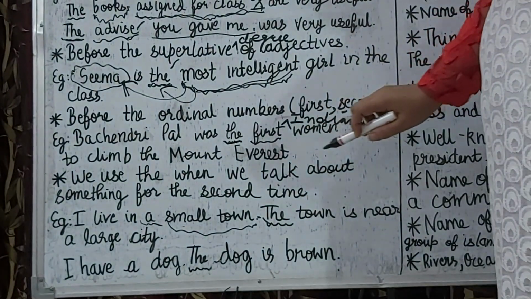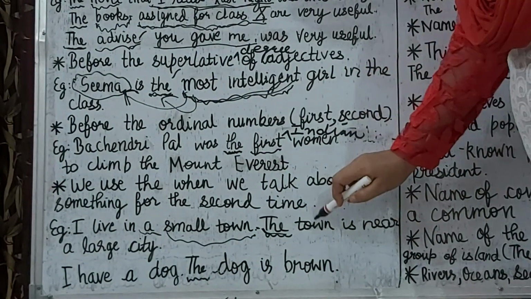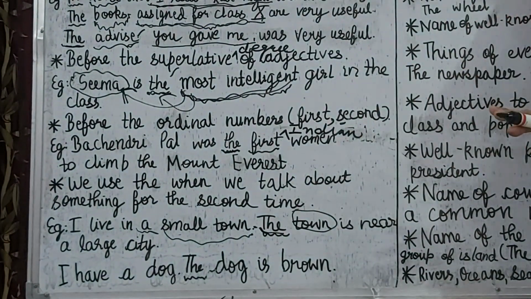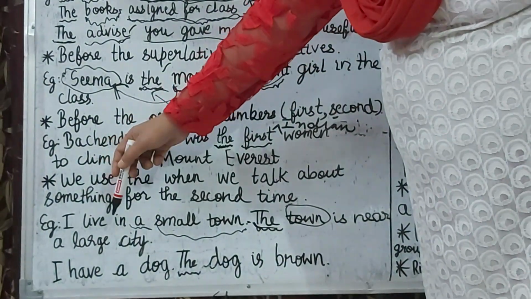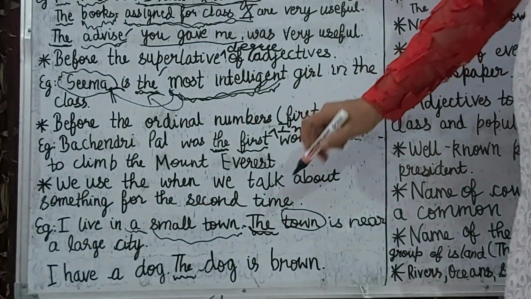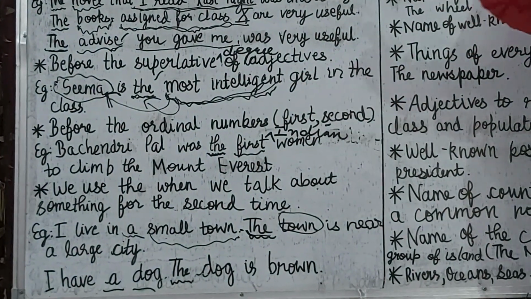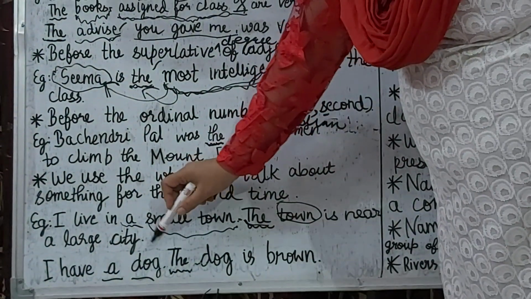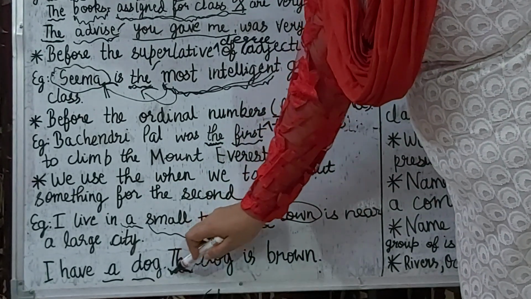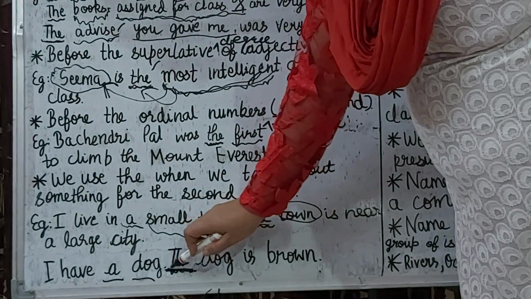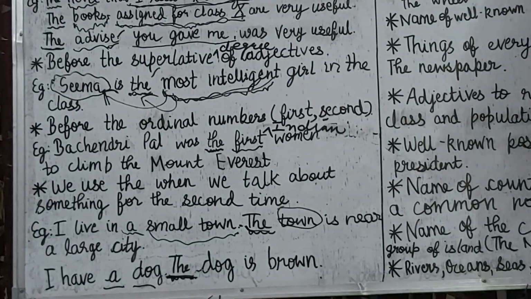Why am I writing the here? Because now it has become specific. I am talking about which town. So for the second time I will use the. In the second example also you can see, I have a dog. The dog is brown. I have a dog. Here it is not clear which dog I am talking about. But when I write it for the second time, the dog is brown, now I know which dog I am talking about. So that is why the is the definite article.